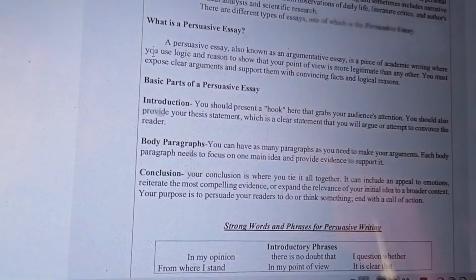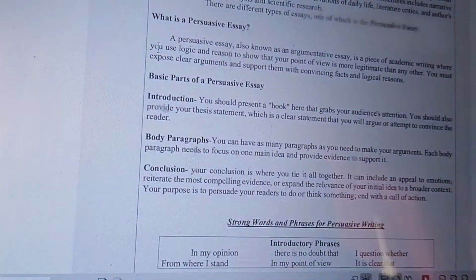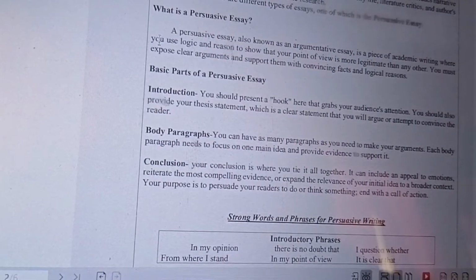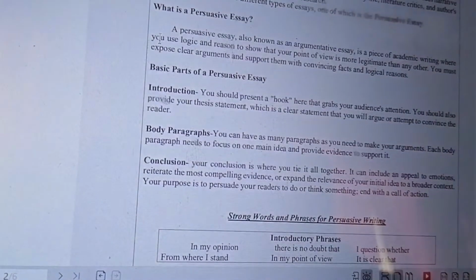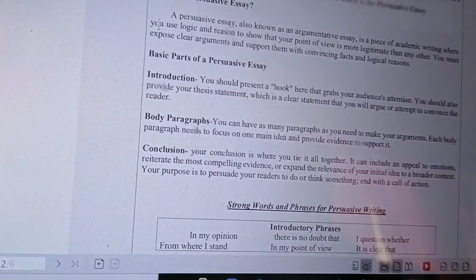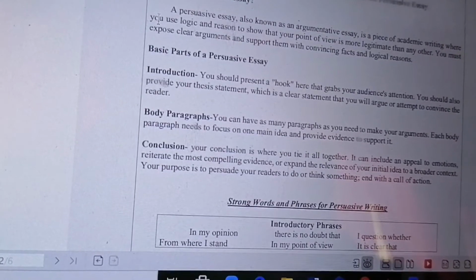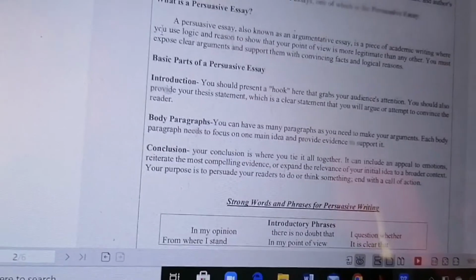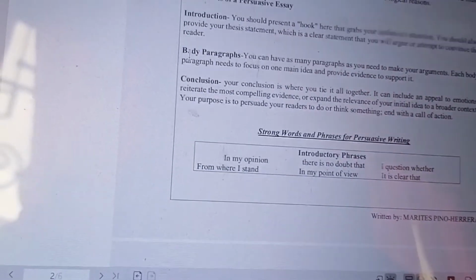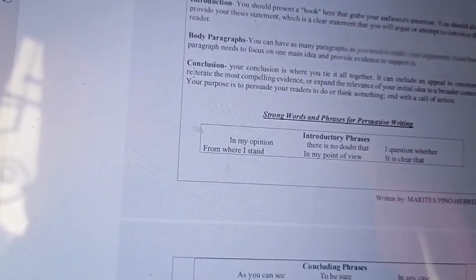It can include an appeal to emotions, reiterate the most compelling evidence, or expand the relevance of your initial idea to a broader context. Your purpose is to persuade your readers to do or think something. And with a call of action. So these are the strong words and phrases for persuasive writing.